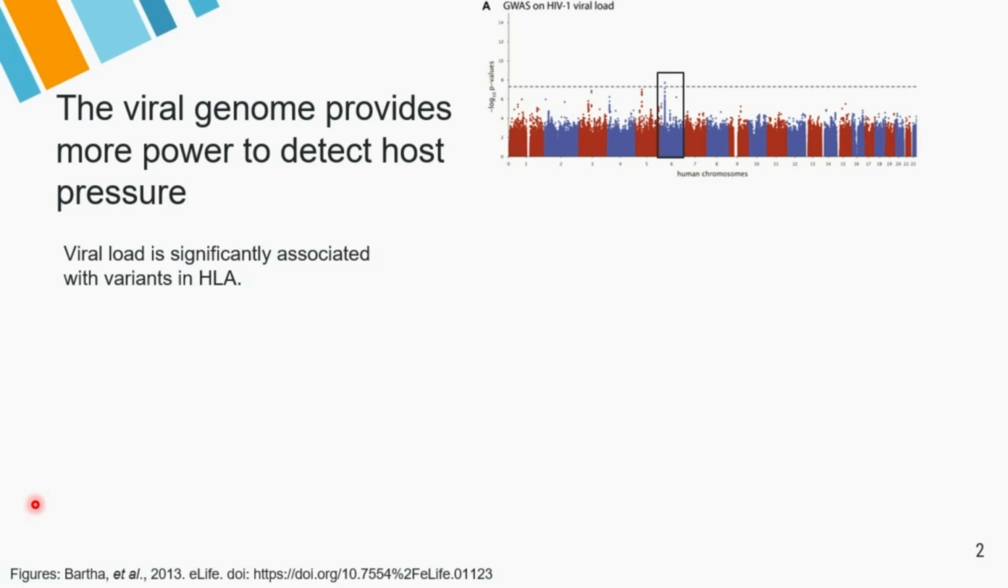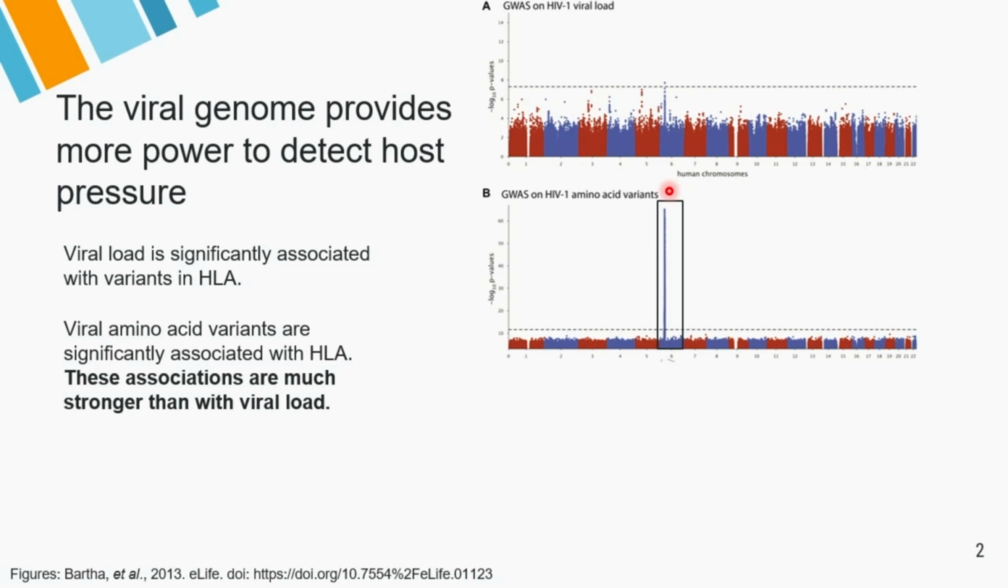And so Barth et al. conducted a study in 2013. It was a genome-to-genome analysis where they had host genome, viral genome, and set point viral load data available. And what they found is that viral load was significantly associated with alleles in the HLA region on chromosome 6. And you can see that just to the right here, figure A, with the HLA region highlighted in this box.